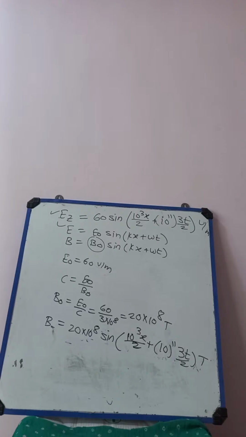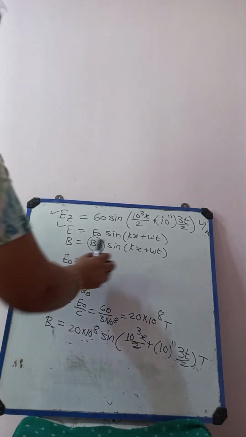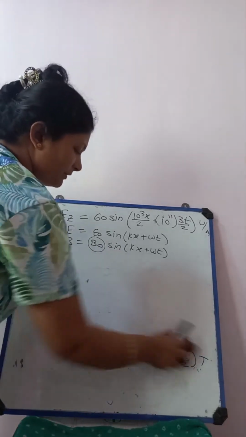Once you get this, then the second part they are asking is the magnitude of wavelength and frequency. From this we have to calculate wavelength and frequency. I hope everyone has copied up to here. If you get here, then we can go for wavelength.